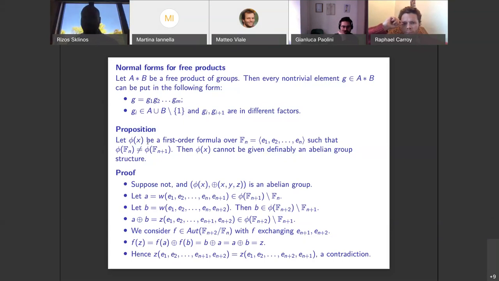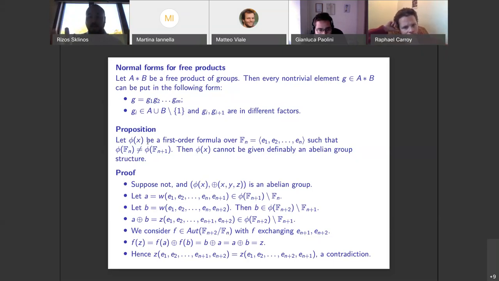Now I will reverse what I did before. I'm going to use an automorphism of Fn plus 2. I'm going to fix Fn, and I'm going to exchange En plus 1 with En plus 2. Okay. So this automorphism F is going to fix the parameters of phi and O plus, because I assume they live in Fn. And it's going to exchange B with A, right? This is how I obtained B from A. I just exchange En plus 1 with En plus 2. So it's going to exchange B with A, right?